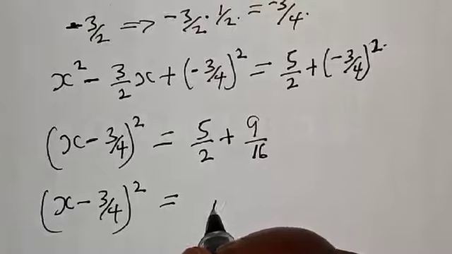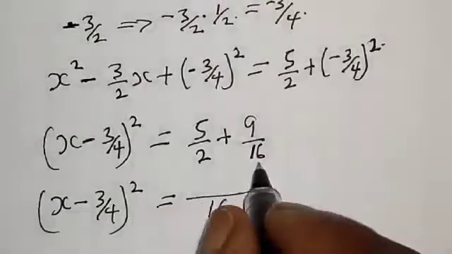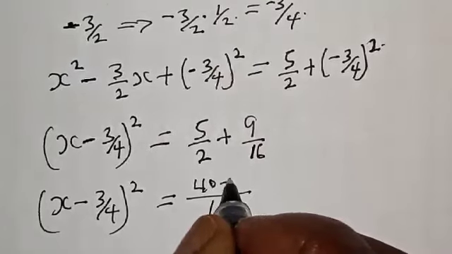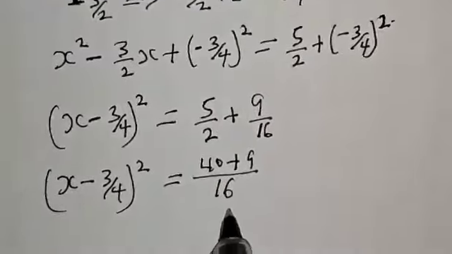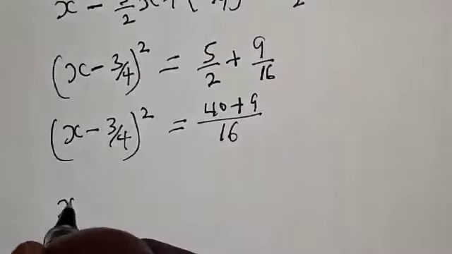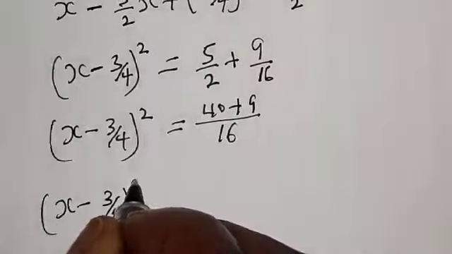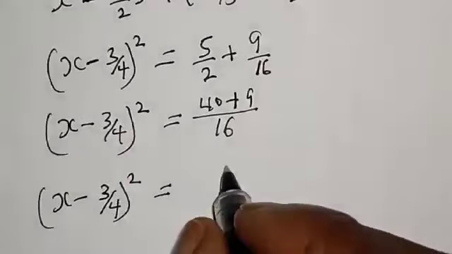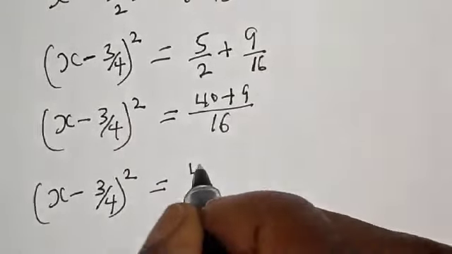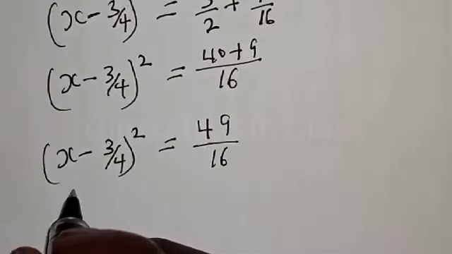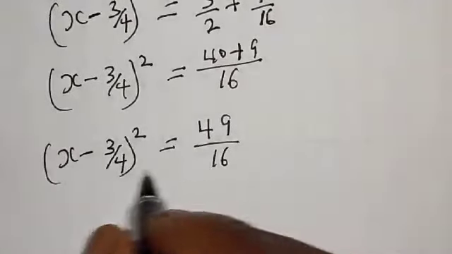The LCM is 16. 2 goes in 16 how many times? 8. 8 times 5, that is 40, plus 9. Then we have x minus 3 over 4 all squared, which is equal to what? 40 plus 9, that is 49 over 16. Let's take the square root of both sides.